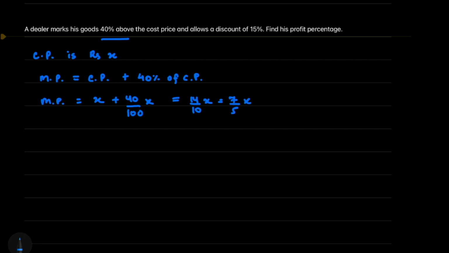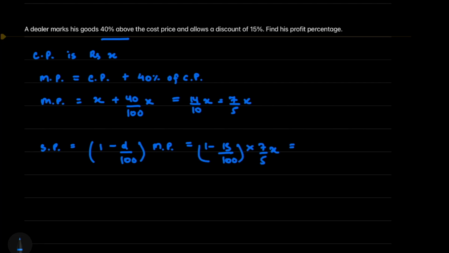Now we have a discount of 15%. So that will help us calculate the selling price, and that is calculated based on the discount and the mark price. We already know the mark price and the discount percentage. So selling price is 1 minus discount over 100 of the mark price. And let's quickly calculate that. 1 minus 15 over 100 into 7 by 5X. We simplify this to get 119 over 100X.